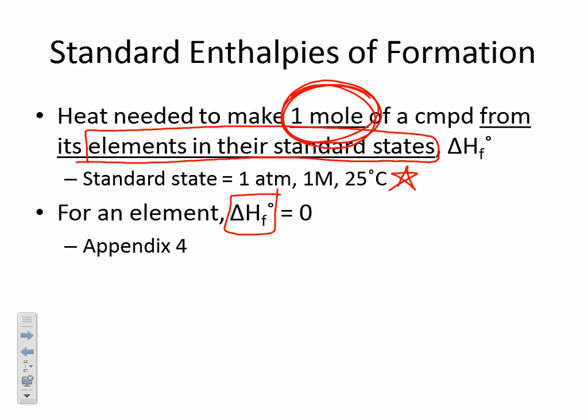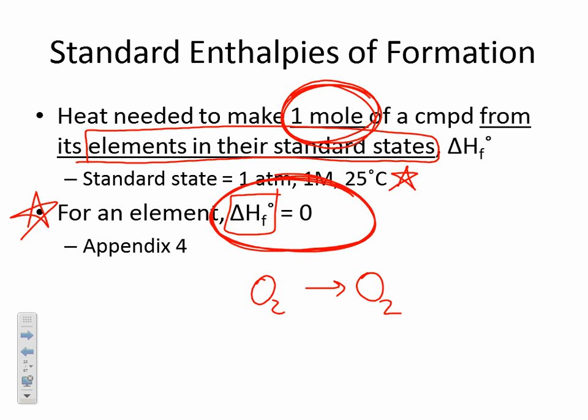Now, the standard enthalpy of formation is delta HF naught. Again, there's that naught. And for an element, delta HF naught will always be 0, because the definition of delta HF is the formation of something from its constituent elements. So we'd be talking about making O2 gas from O2 gas. There's no change. Nothing has changed here. So there is no heat that is exchanged, right? Delta H for this is 0.